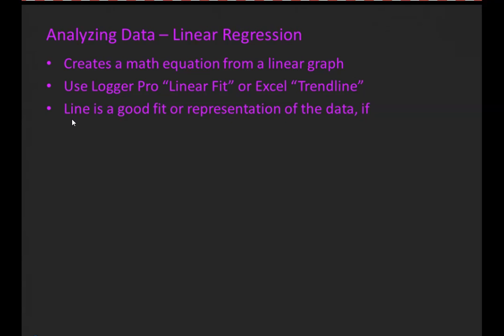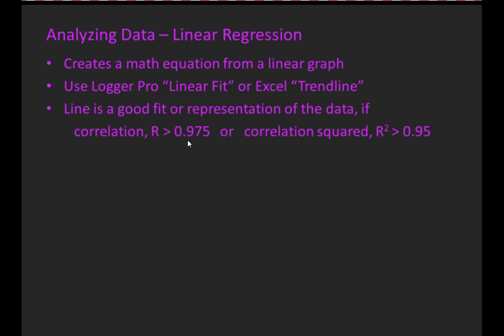It's important to talk about what represents a good fit of the data, because just because these tools in LoggerPro and Excel can draw a straight line through the data doesn't mean that it's a good representation of the data. So if the correlation, which is R, is greater than 0.975, or the correlation squared, which is R squared, is greater than 0.95, then we say the data is a good fit to the straight line. Or another way of saying it, the line or the math equation that we develop from this line is a good representation of the data.